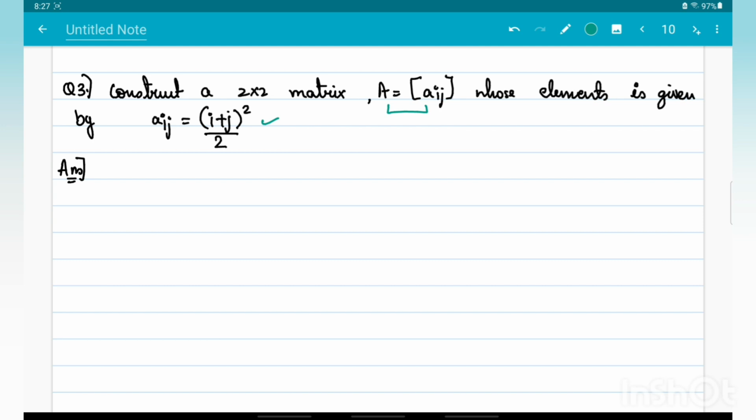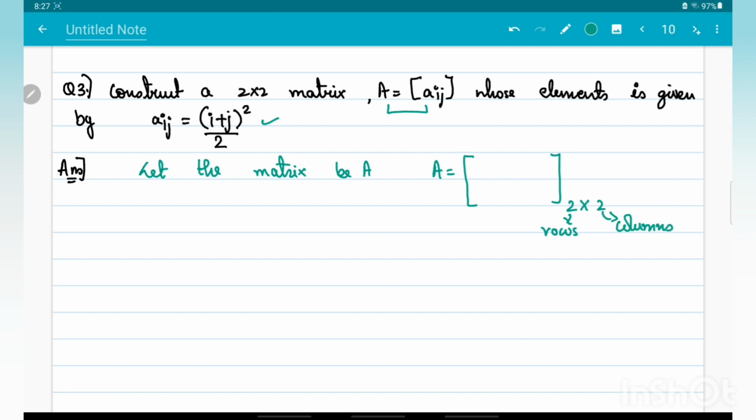So the first step is that let the matrix be A. Now let me define this matrix. Since the matrix is of order 2 by 2, it has 2 rows and 2 columns. Okay, this is rows and this is columns. So 2 rows and 2 columns should be there. Now what will be the first element? The first element will be A11.